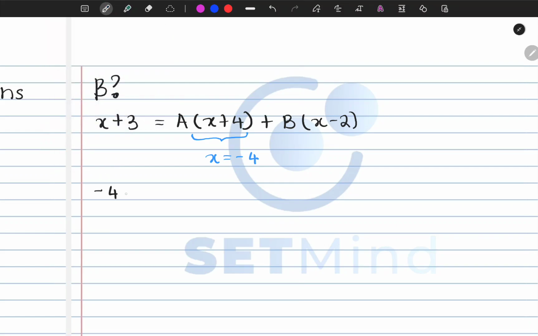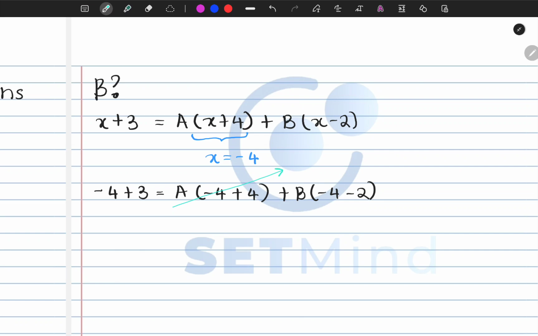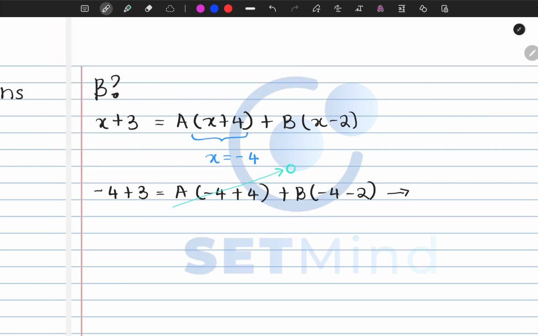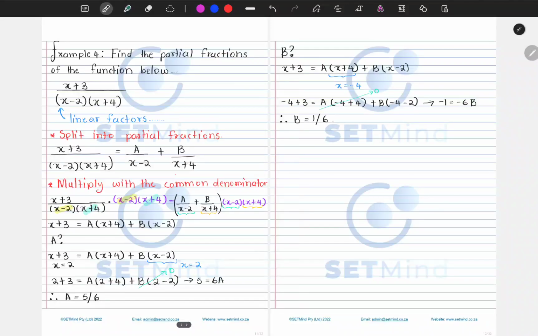So it will be minus 4 plus 3 equals a into negative 4 plus 4, and this will be plus b into negative 4 minus 2, like that. And if you look carefully, the a term will multiply to 0. So what we have left is essentially negative 1 equals minus 6b. And if you quickly solve for b, you should be able to see that b is 1 over 6. So we now have the a and we also have the b.